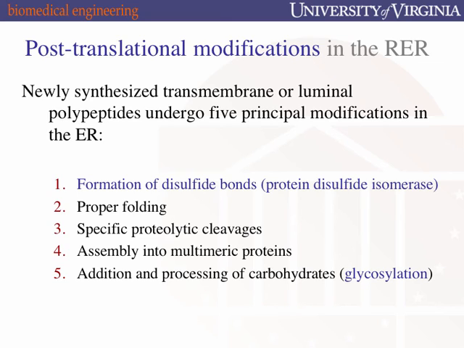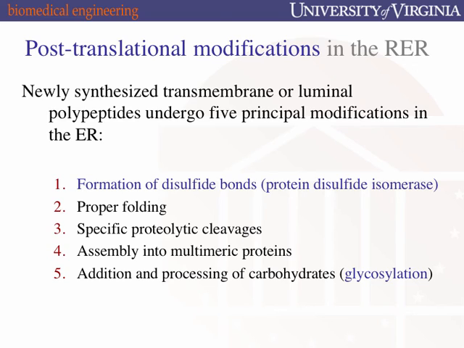I'll redefine post-translational modifications. These are chemical changes that occur to a protein sequence after translation has occurred. We've seen these before: cleavage, phosphorylation, methylation. These are all post-translational modifications. There are more. One of the ones that's really important and tightly associated with the endoplasmic reticulum is the formation of disulfide bonds. Remember the environments that are oxidizing and reducing inside the cell and outside the cell.